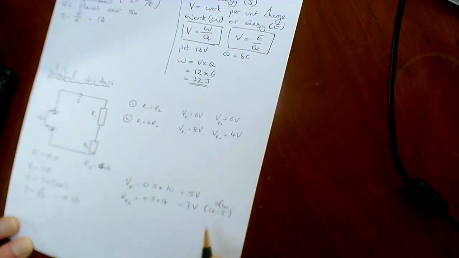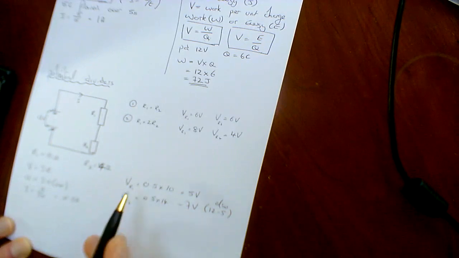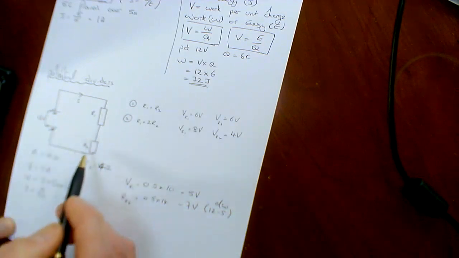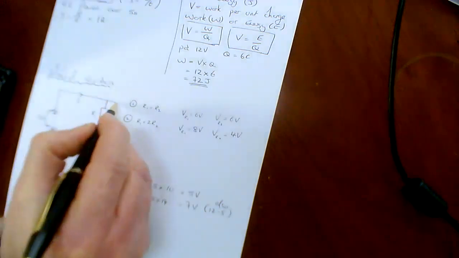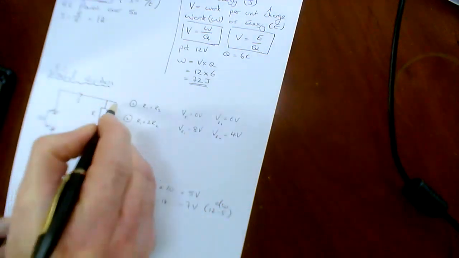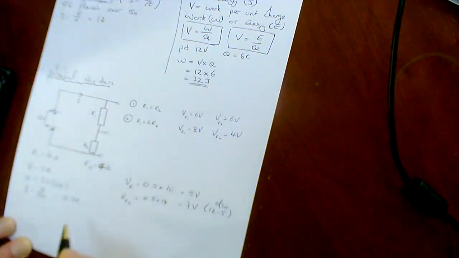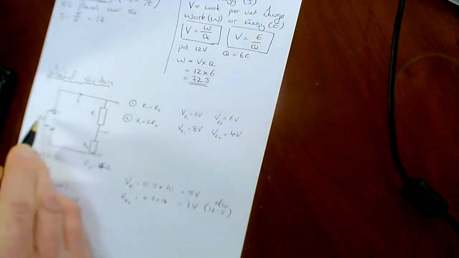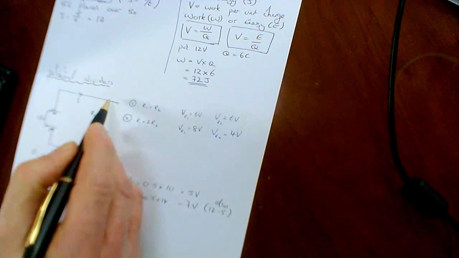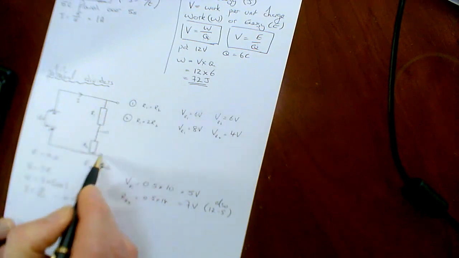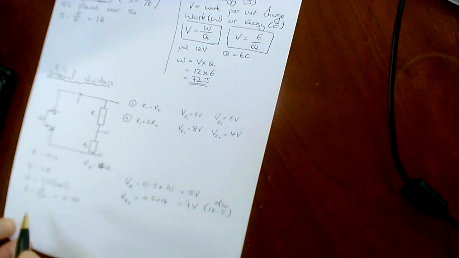So there's your potential divider. Basically what you've got here is a way of stepping off, if you like, some portion of the supply PD. This being my supply PD, some of it is dropped across here, some of it is dropped across here. This plus this equals 12.